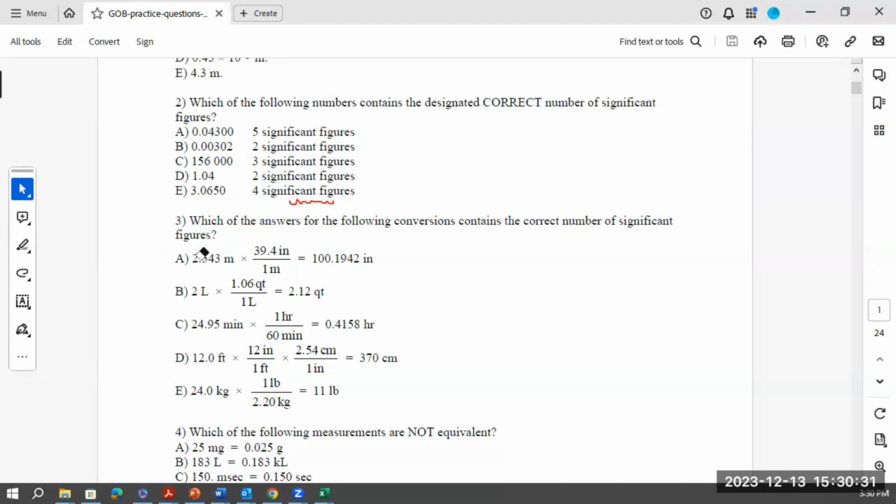Now, when we're doing multiplication and division with sig figs, what is the rule? No, that's addition and subtraction. So for addition and subtraction, we have to line up.